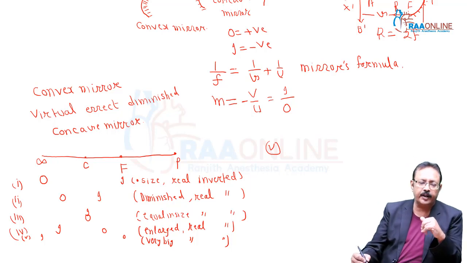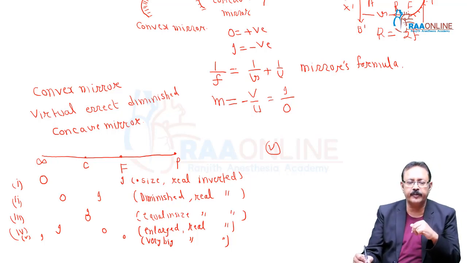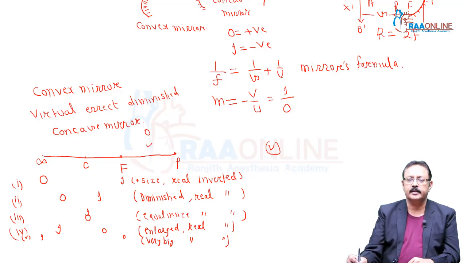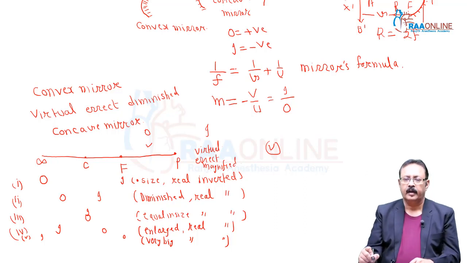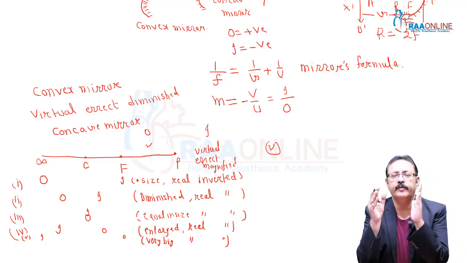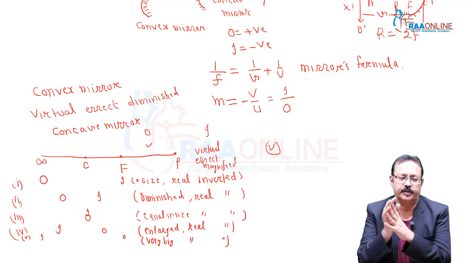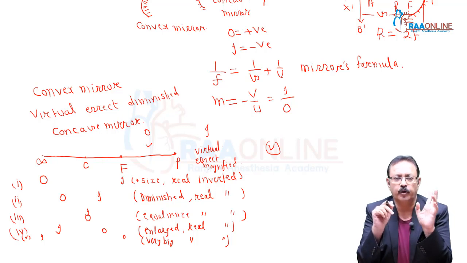It was a list for the concave mirror. But if you keep the object between focus and pole, you will get the image on the other side. It will be virtual, erect and magnified. It was a complete list of where we will keep the object and where we will get the image. And numericals are only based on these two formulas.